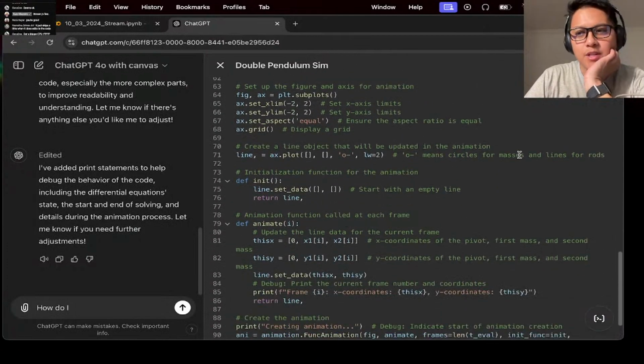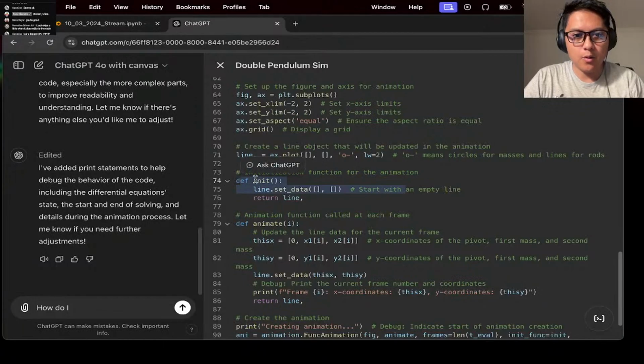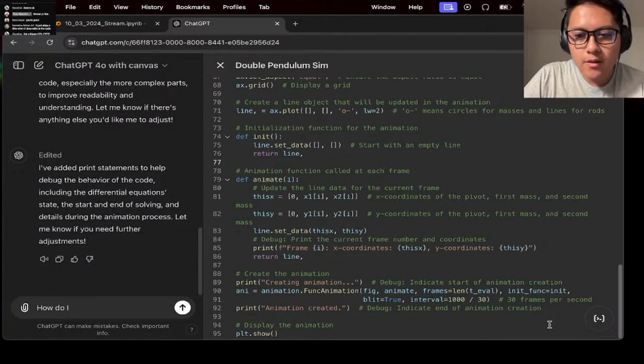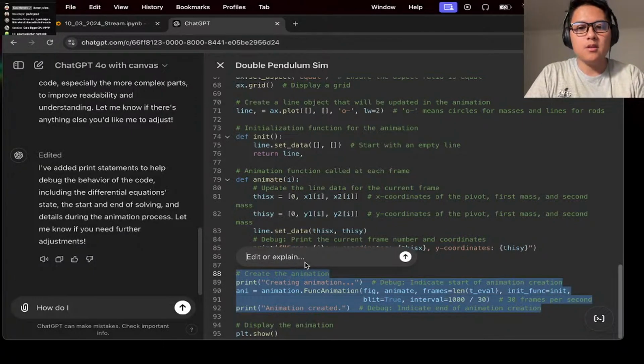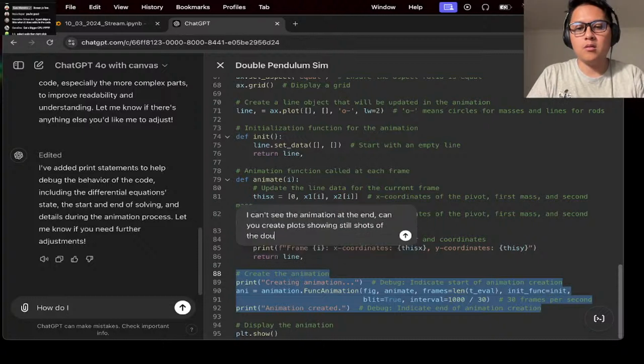I saw something though, there was a demonstration on how to use it. Select code and then right click. Select code and then right click? Oh, ask chat. Oh, that's cool. Wait, can I... Ask ChatGPT. I can't see the animation at the end. Can you create plots showing stills of the action at different times?